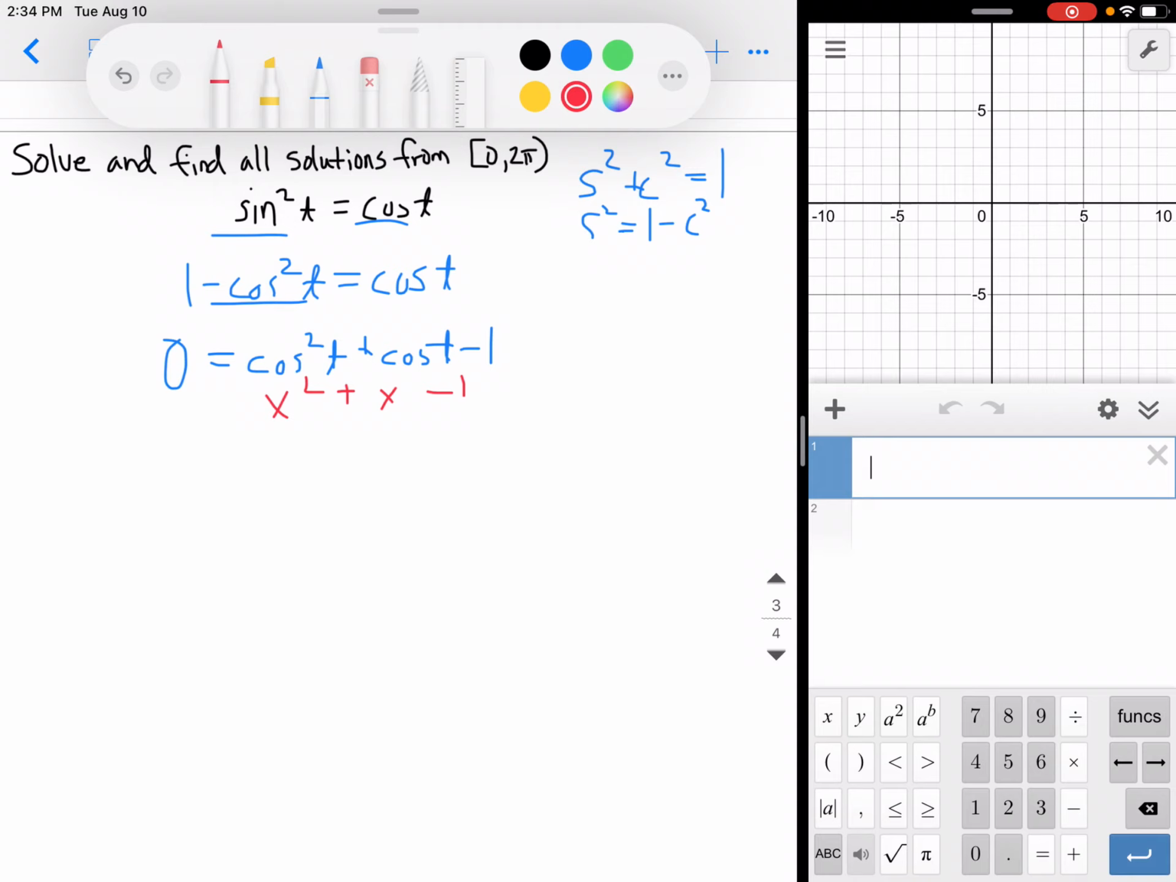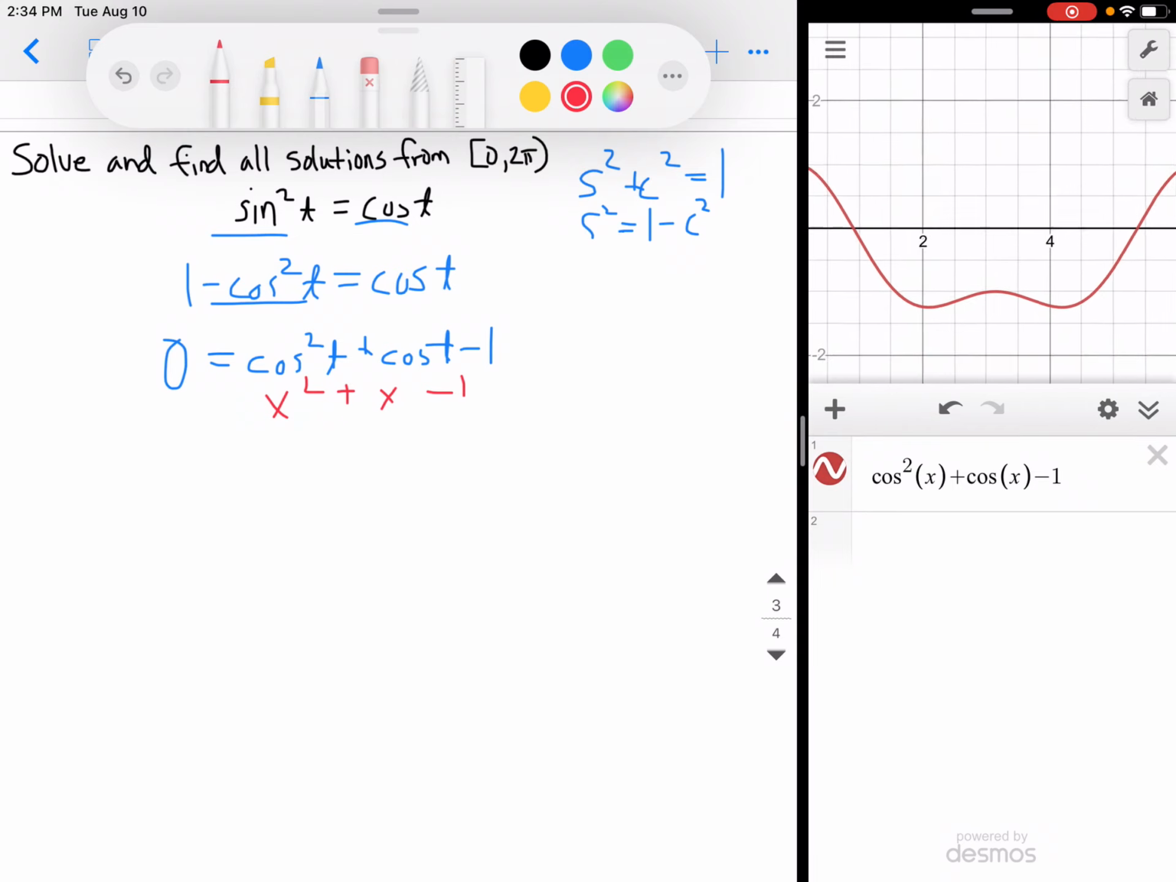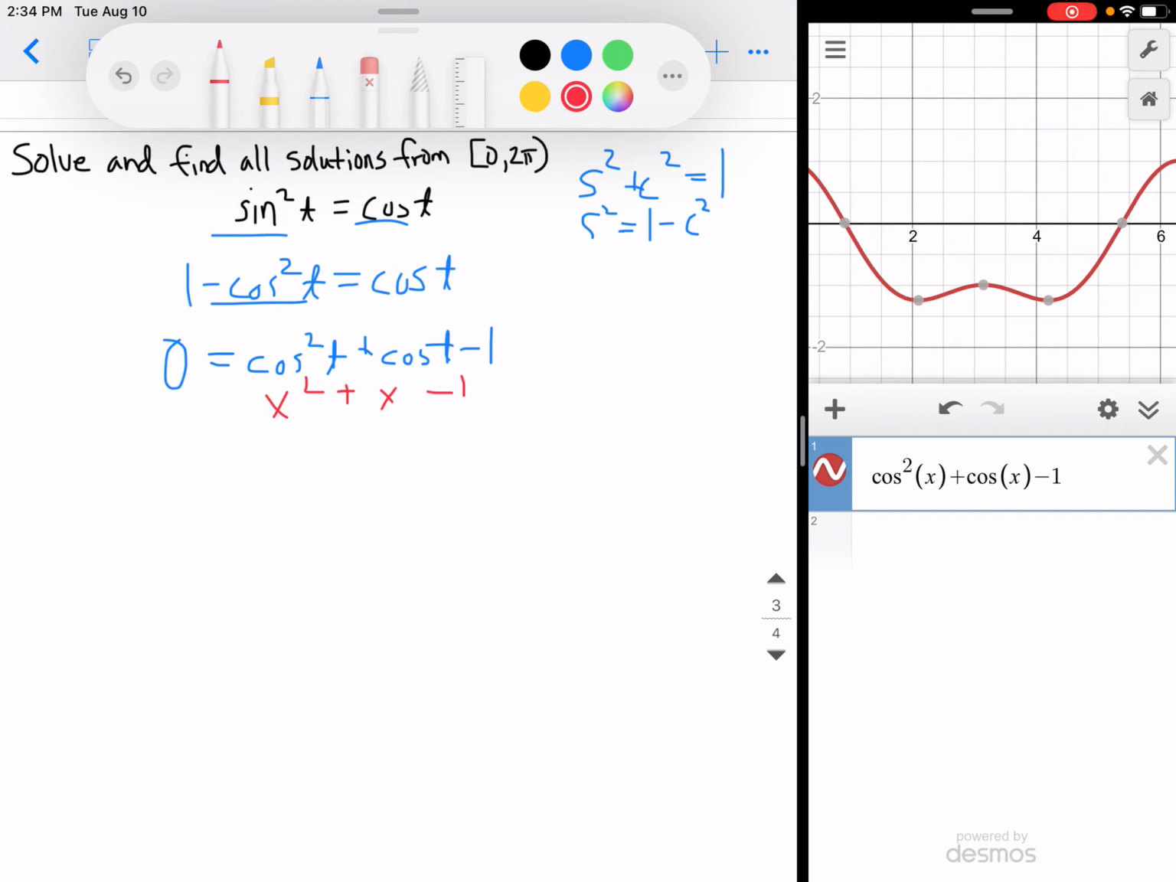So I'm going to go to my functions and type in cosine, squared, and it doesn't matter what variable you go with, I'm going to go with x. I should probably close my parentheses, plus cosine x, close the parentheses again, minus 1, and there we go. Now what I'm curious about is where this is going to equal 0. So I'm going to go to my graph and zoom in right here. What I want to find are those intercepts.